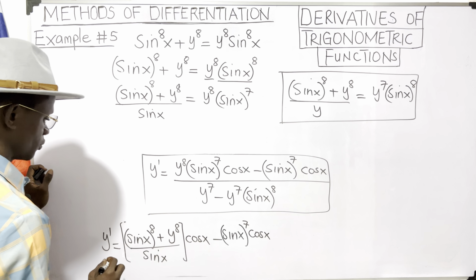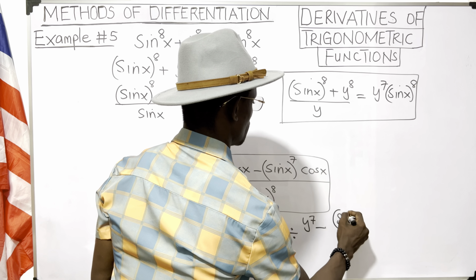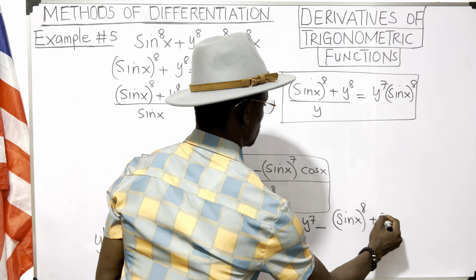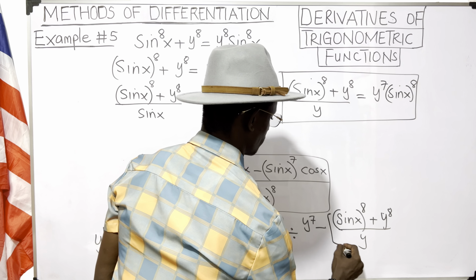Now, what we're going to do now, we're going to use the division sign. So we say divide. Now the denominator, y raised to the 7th power minus. So this expression is just equal to this one. Sine of x all raised to the 8th power plus y raised to the 8th power all over y. Don't forget to put it in parentheses. So this is it. So now let's simplify.